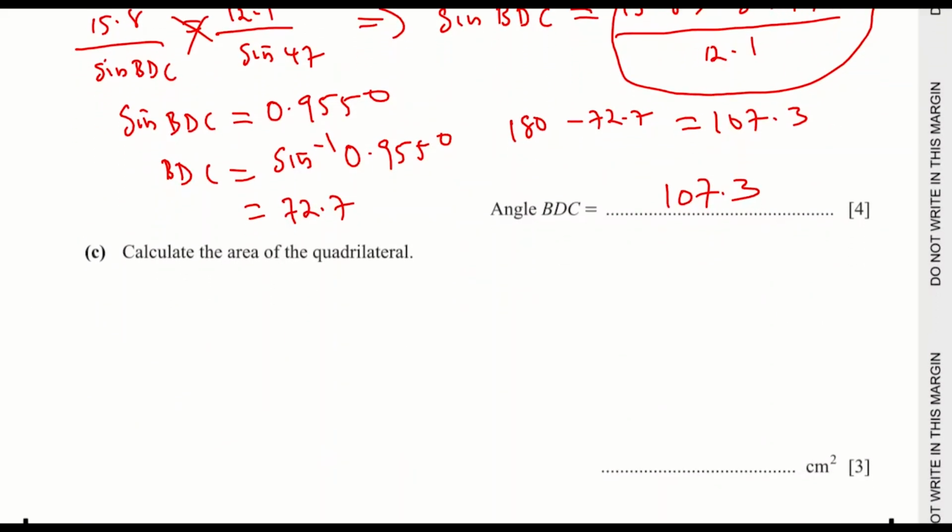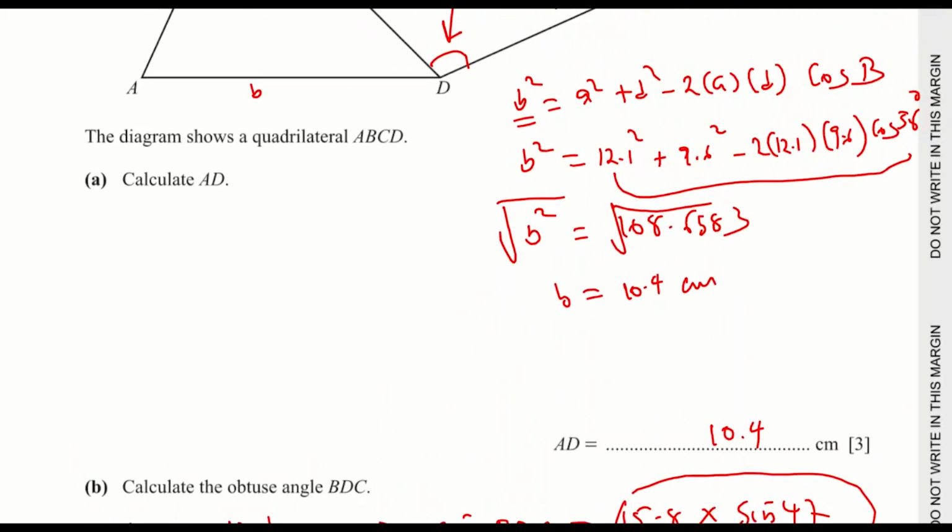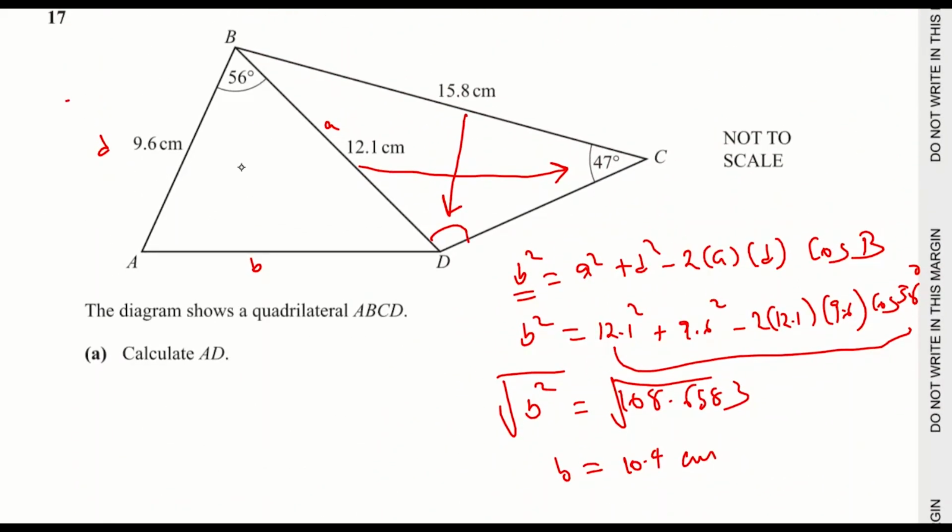Calculate the area of the quadrilateral. To calculate the area of the quadrilateral, we need to calculate the area of this triangle and the area of this triangle. The addition of the areas of the two triangles will be the area of the quadrilateral. To calculate the area of triangle ABD, we can use half times this side and this side times the sine of the angle 56. I want to believe you know that formula.